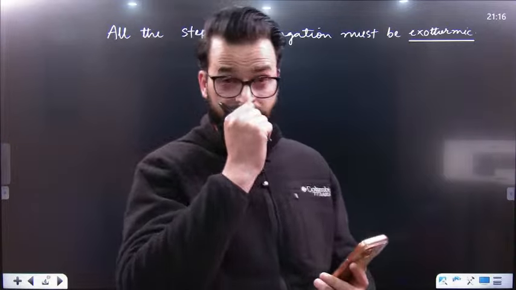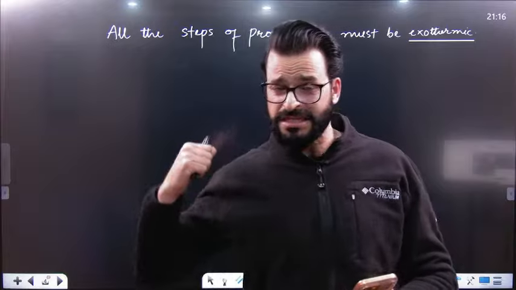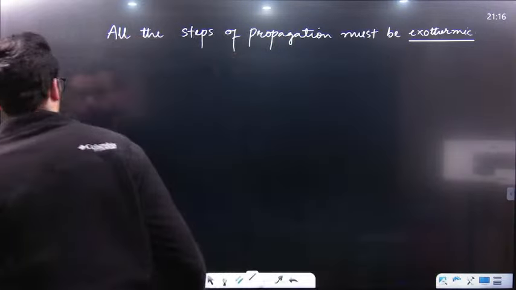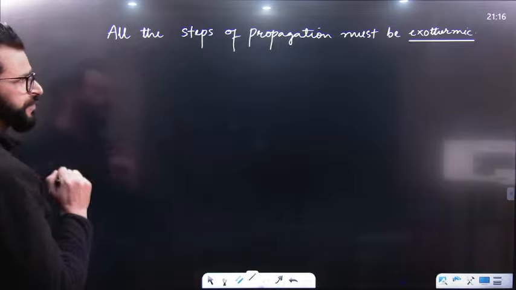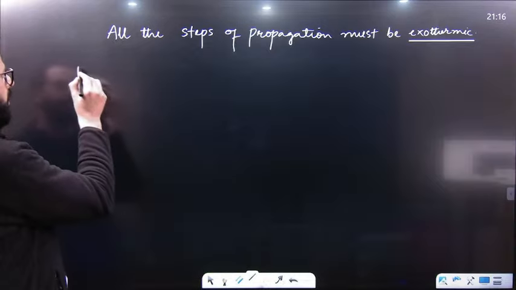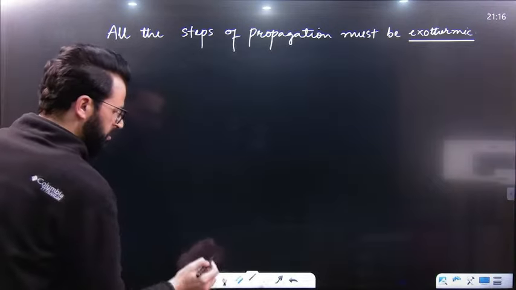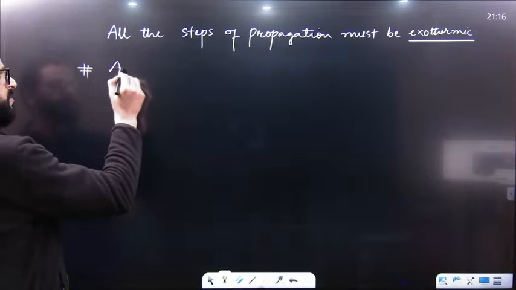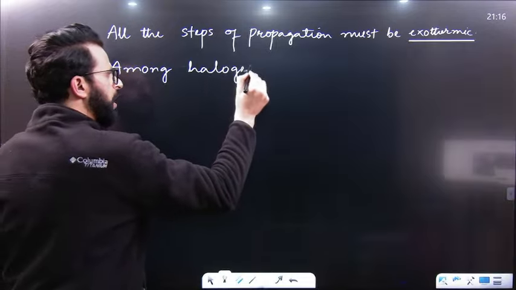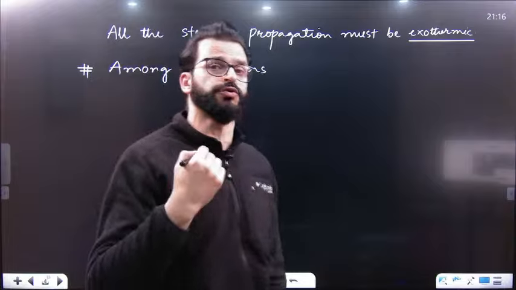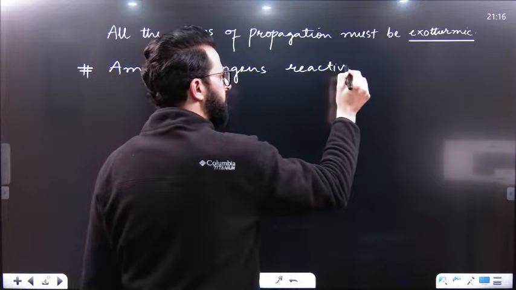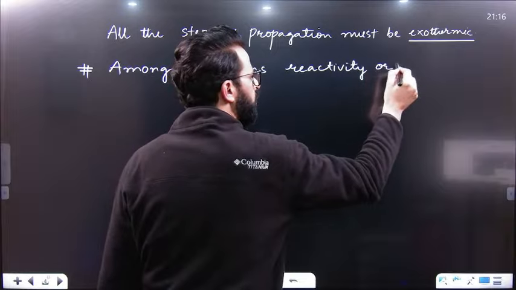Okay, so this is clear. Remember, this mechanism is very important for you. That's why I have shown this mechanism as well. Now, have a look. This is the mechanism of the reaction. Now, the question is, if we use halogens, among halogens, which halogen will be the most reactive towards this reaction? So remember, among halogens, another point is that their reactivity order will be.